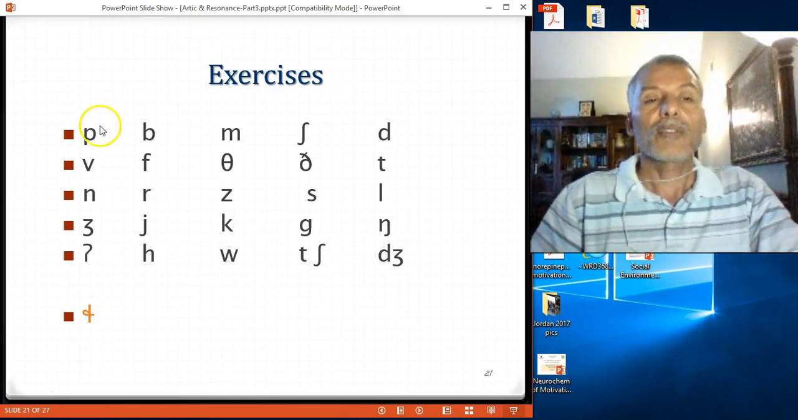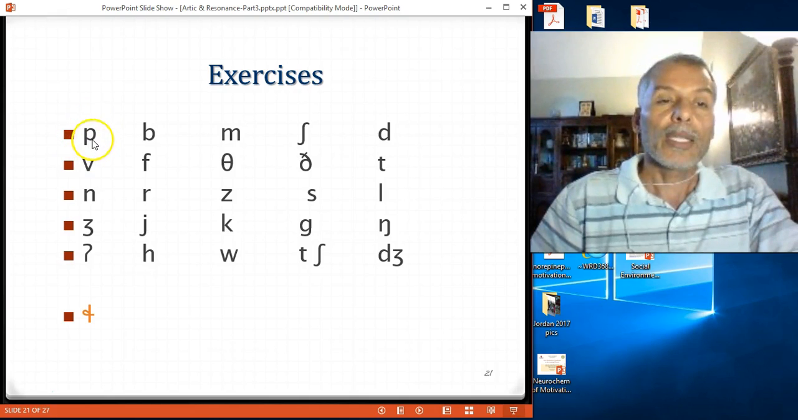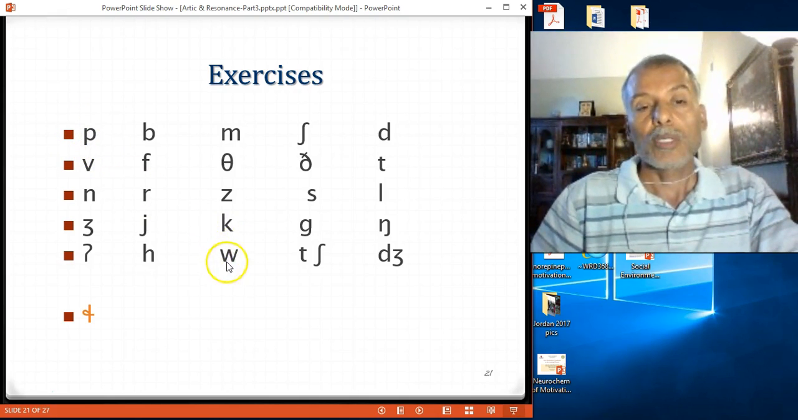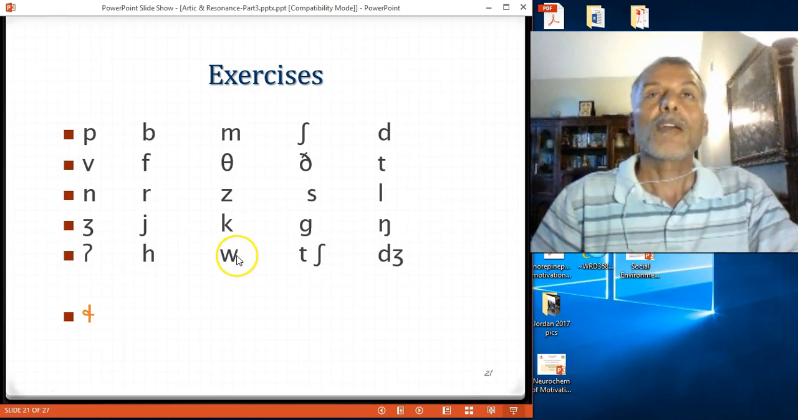This is an exercise. You could probably use it to describe every consonant. What is that sound? It is a voiceless bilabial stop. What is this sound? It is a voiced bilabial and velar glide.